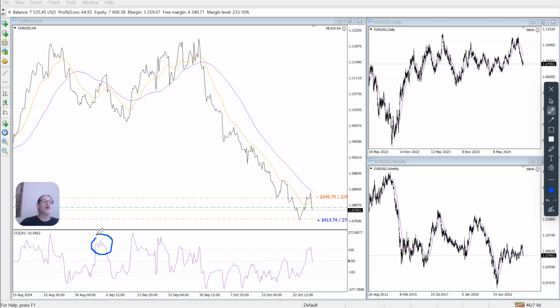This took a little while considering we're on a 4-hour chart. Here again, another one that stayed above for quite a while. Here we have one below that stayed below for quite a while. So there is no guarantee that price will retrace.